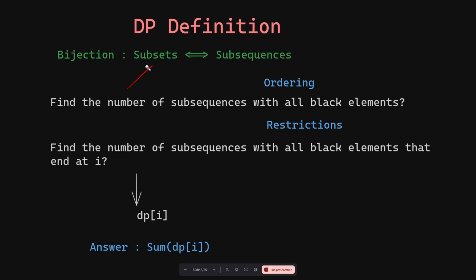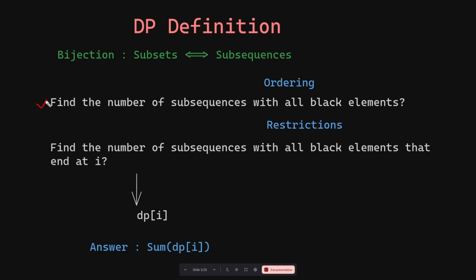We need to find the number of subsets that contain all black elements. Notice that there is a bijection between subsets and subsequences. Hence, we can just find the number of subsequences that contain all black elements. How is this definition helpful? Notice that all the elements in a subsequence are ordered. Hence, it is easy for our brain to figure out patterns amongst the elements.